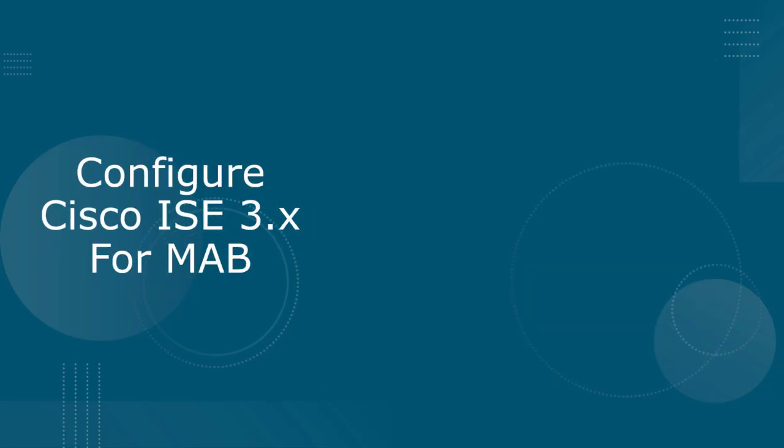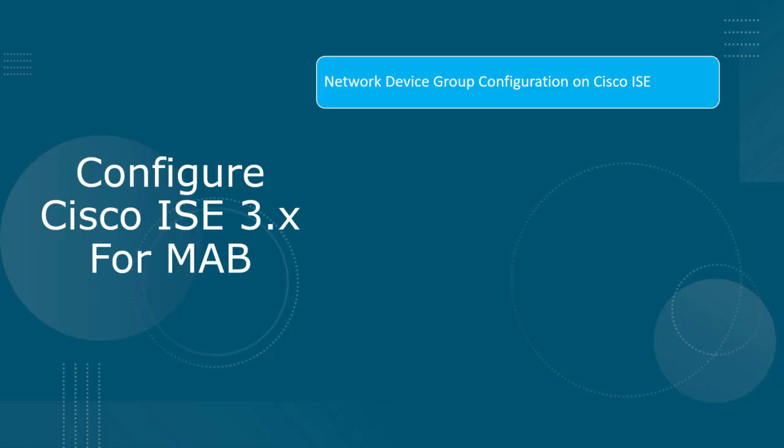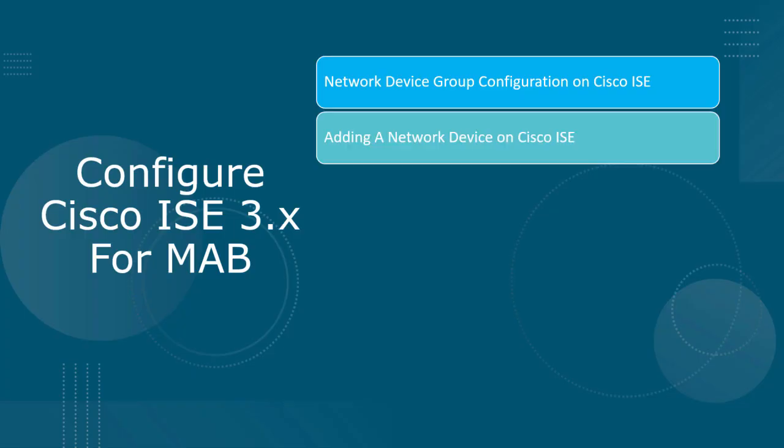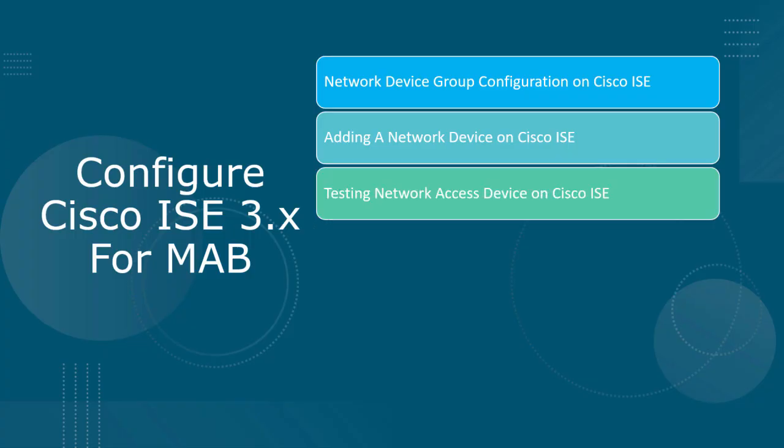In the chapter on configuring Cisco ISE 3.X for MAB, we will learn how we can configure network device groups on Cisco ISE, and then how we can add a new network device to these groups, and how we can add this device on Cisco ISE so we can use it for MAC address bypass authentication. Next, we will test this network access device on Cisco ISE and understand whether we did the configuration right, and we will also learn how we can test the outcome of our configurations.